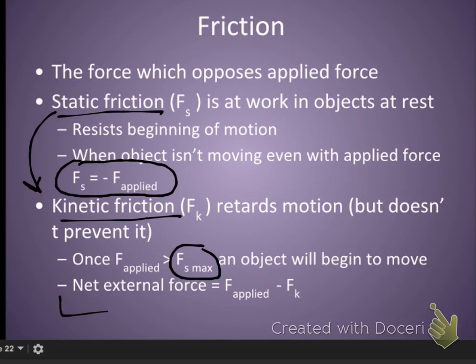At that point, we're down to net external force. Once it's moving, whatever force you're applying, you have to subtract the force of kinetic friction from it. Or you can do the whole add a negative, it doesn't much matter. Because the net external force is just the force that you're applying reduced by the amount of kinetic friction that exists. We're going to do lots of problems with this.